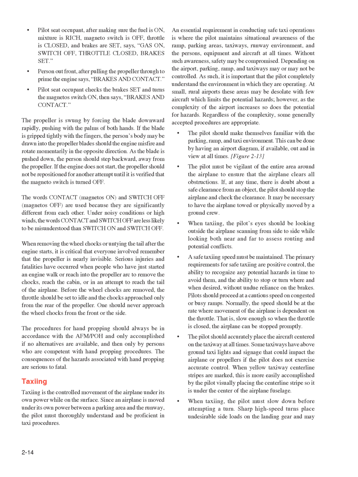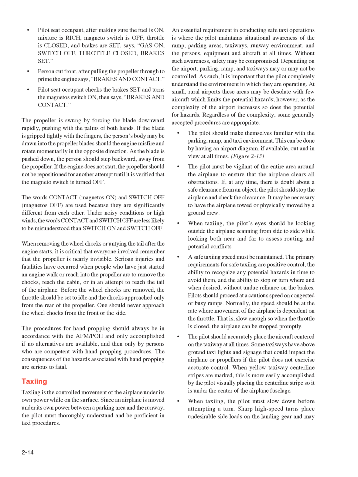Depending on the airport, parking, ramp, and taxiways may or may not be controlled. As such, it is important that the pilot completely understand the environment in which they are operating. At small, rural airports, these areas may be desolate with few aircraft, which limits the potential hazards. However, as the complexity of the airport increases, so does the potential for hazards. Regardless of the complexity, some generally accepted procedures are appropriate. The pilot should make themselves familiar with the parking, ramp, and taxi environment. This can be done by having an airport diagram, if available, out and in view at all times.